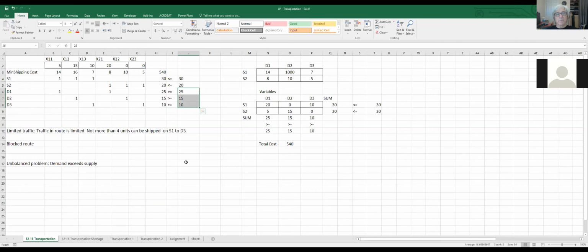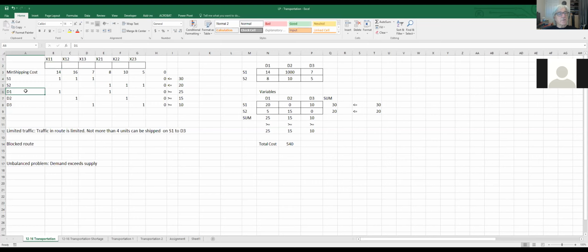I'm just reminding you. And the total supply, which is X11 plus X12 plus X13, is represented by these 3 ones. Sum product is the sum, cannot exceed 30, being the capacity of S1. And the same for the capacity of S2. But now the ones are here, 1, 1, 1.